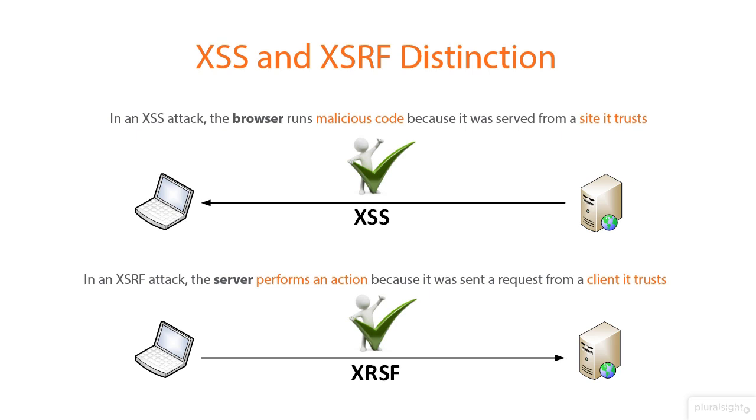In cross-site scripting, your browser is going to run malicious code because it was served from a site that it trusts. Basically, you're visiting a website that has malicious code on it. In an XSRF attack, the server, in this case a bank, is going to perform an action because it was sent a request from a client that it thinks it trusts. So the attacker has compromised your credentials, or your authentication, I should say, and now they're attaching to the bank as you. So there's a clear distinction that I want you to have as a takeaway between cross-site scripting and cross-site request forgery.